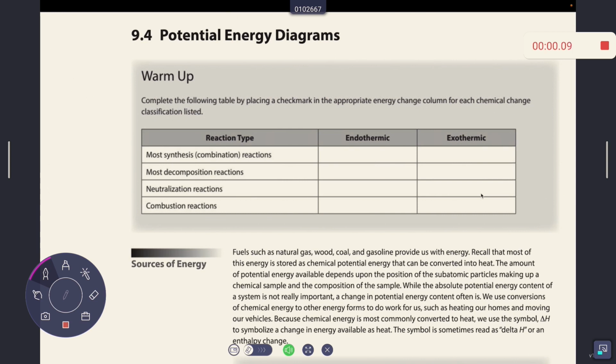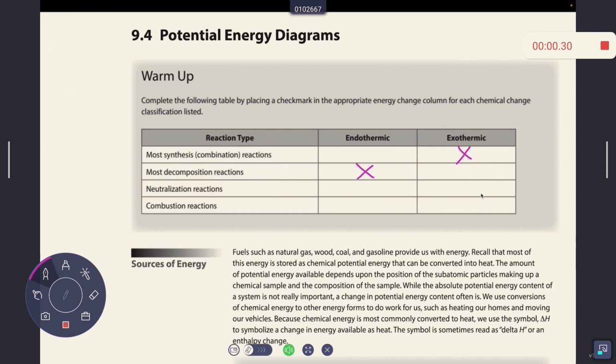Endothermic or exothermic? Exothermic. It's been a while. So that means decomposition reactions, which are the reverse of synthesis reactions, would be endothermic.